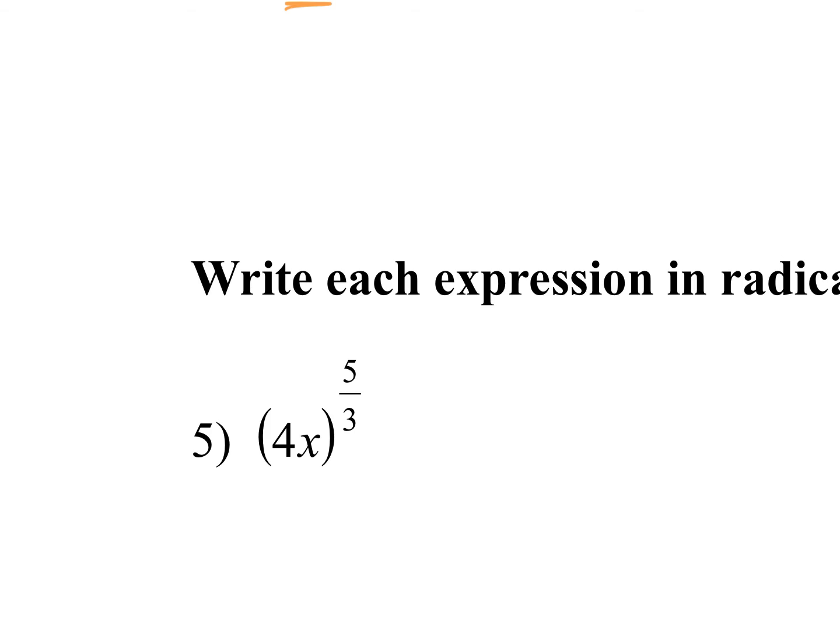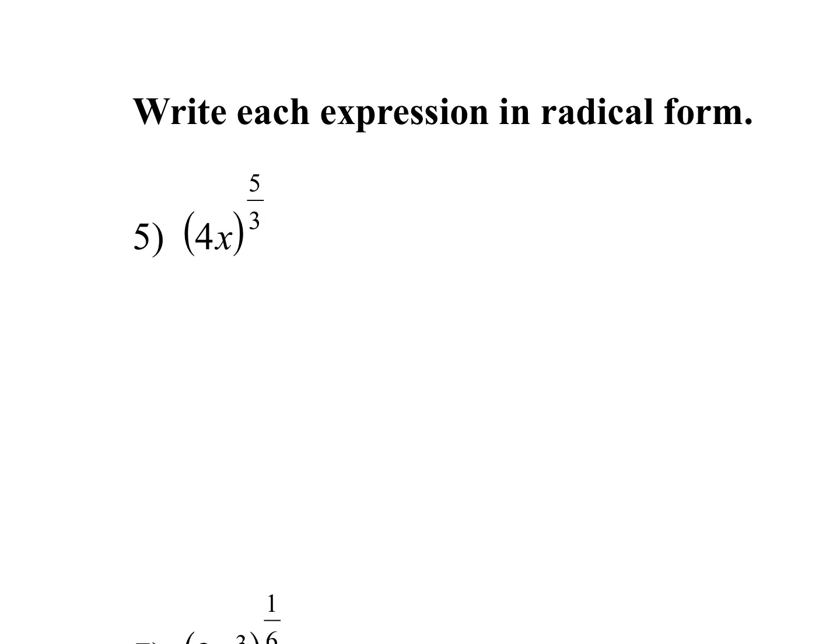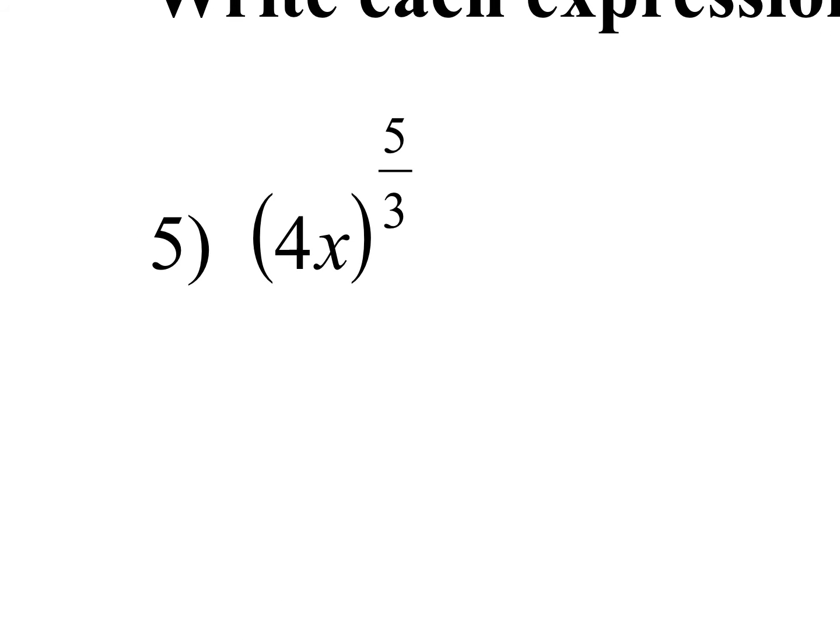All right, in the next 4, we're going the other way. So we're writing each expression in radical form. So for these, we just take our index, whatever our denominator is, and put it in the front of our radical. So we need to draw a radical. Whatever's on the inside stays on the inside. Our denominator goes out front. Whatever's on top stays on top. So this would be our answer.